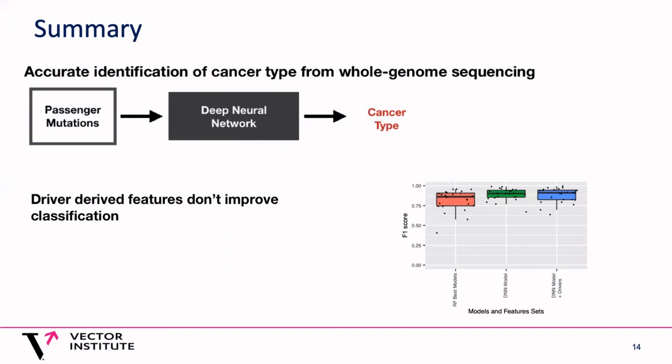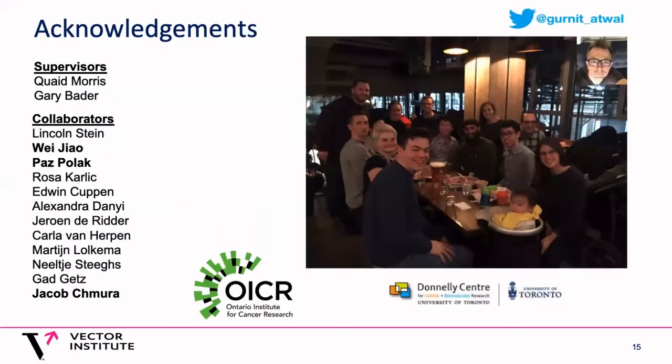And we have this really neat result that the classifier that was trained solely on passenger mutations was the best performing model, suggesting that at the very least, there's enough information in passenger mutations to accurately identify cell type. And in addition, when we add information about which cancer genes are altered, we see a slight drop in overall performance. With that, I just want to thank.